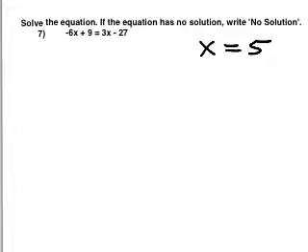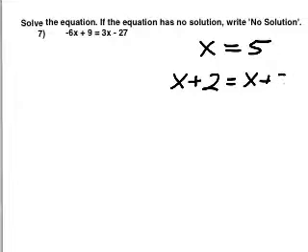The other two possibilities are if we end up having no x's, or the same thing on both sides. Say we have x plus 2 equals x plus 2. As soon as you see they're exactly the same thing on both sides, even if there's still x's in it, you know that there can be infinitely many solutions, because anything we stick in for x in this will work.